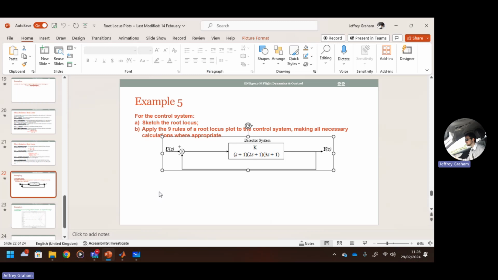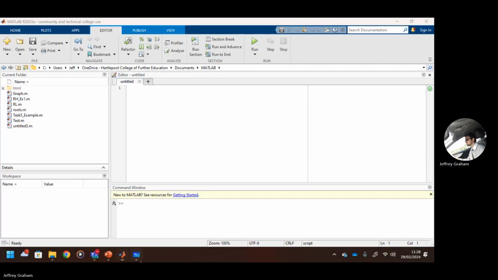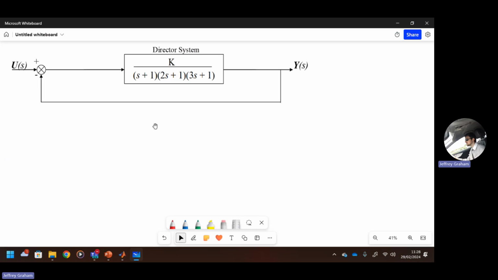Question wise, the first thing it asks for is to sketch the root locus plot. Basically, in this instance, it means go on MATLAB and do it. So the first thing we need to do, if you have a close look at the system, we need to expand the denominator so we know what its actual function is. So expand the bottom brackets.